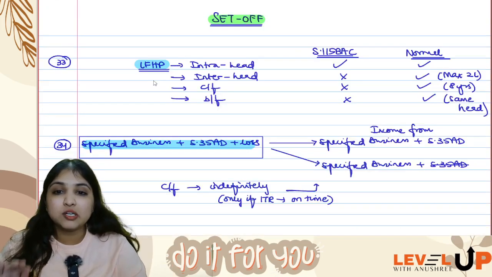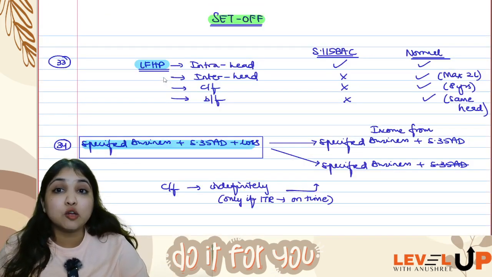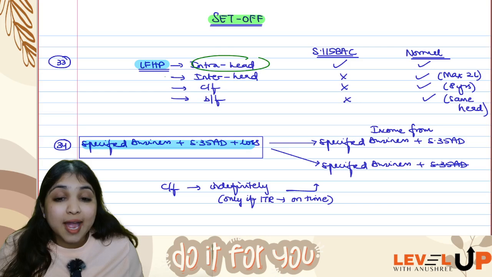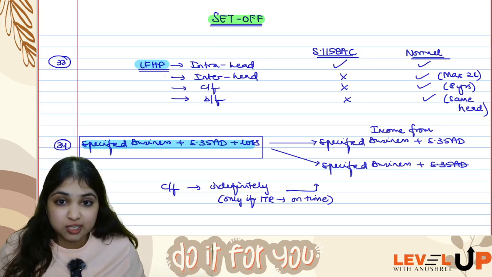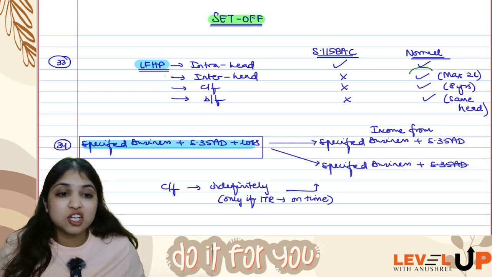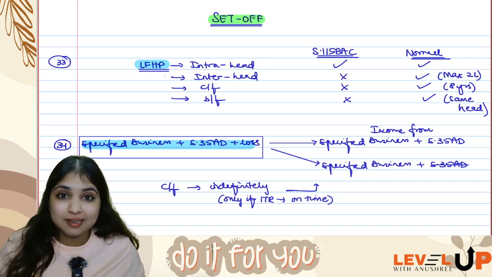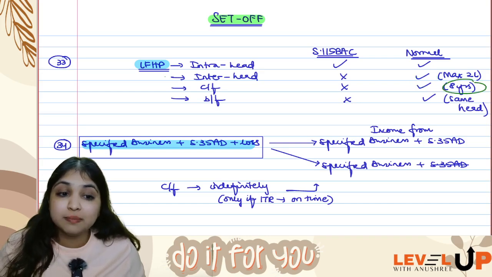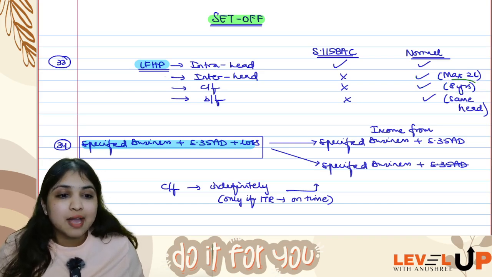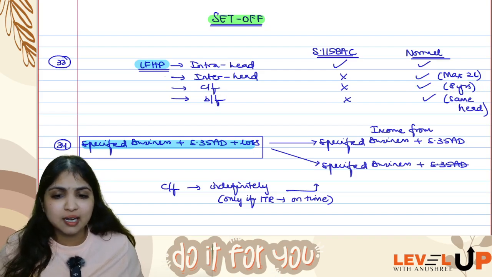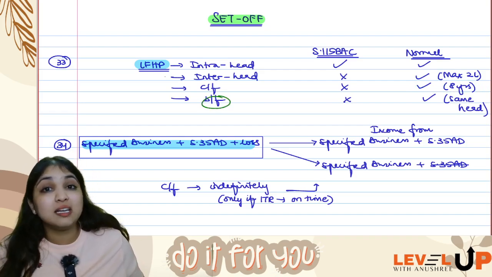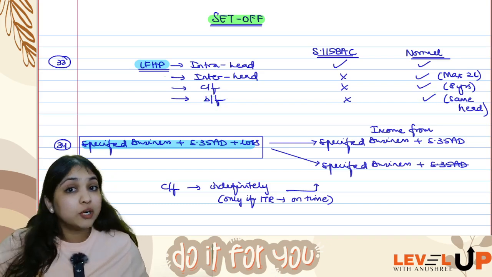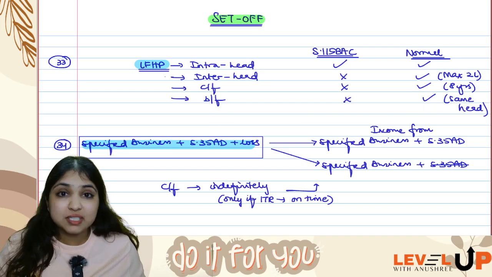Okay, then coming to the 33rd concept, stepping into the set off and carry forward chapter. If you have any loss from house property, you can do intra-head adjustment under both regimes. You can do inter-head adjustment only in the normal regime, that too a maximum of 2 lakhs. You can carry forward the losses only under the normal regime, that too only for 8 years. In fact, you can carry this forward even if you filed your ITR late. And you can adjust earlier years' brought forward losses only in the normal regime. But whenever you are bringing forward from earlier years, you have to stay within the same head.